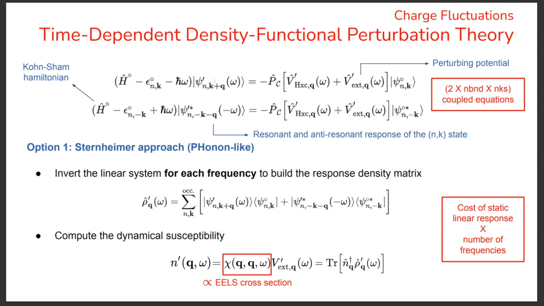So how do you solve this equation? The first thing you can do is exactly what you do for phonons, that is solve this system directly, but once for each frequency. So you have to invert this system for each omega, find the phi prime of omega for each omega, and once you have them, you can build the response density matrix. Once you have the response density matrix, it can be shown easily that this is closely related to the susceptibility you are interested in, in this case, the electron energy loss spectroscopy cross section.